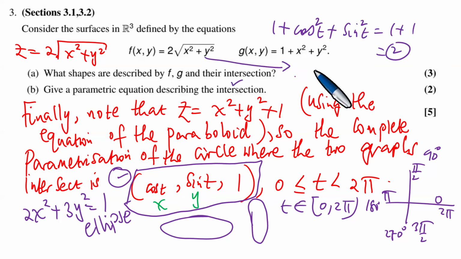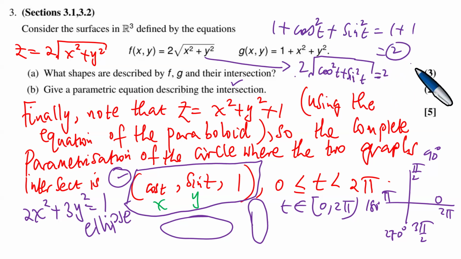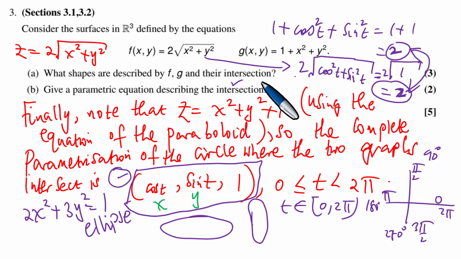But also, when you put the x and the y, you'd have 2 times the square root of cosine squared t plus sine squared t, which is 1. And this equals 2. So this equals 2 and this equals 2. Okay, you're able to see therefore, yes, please.